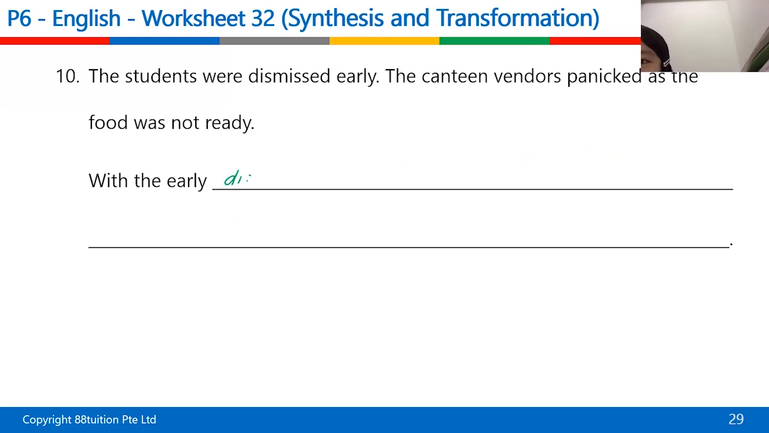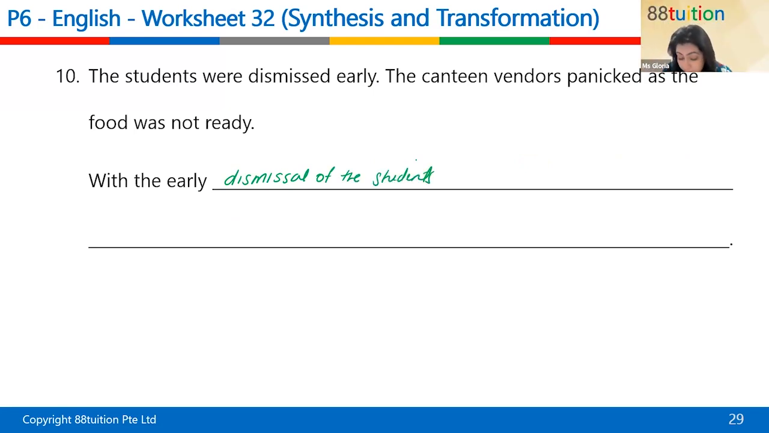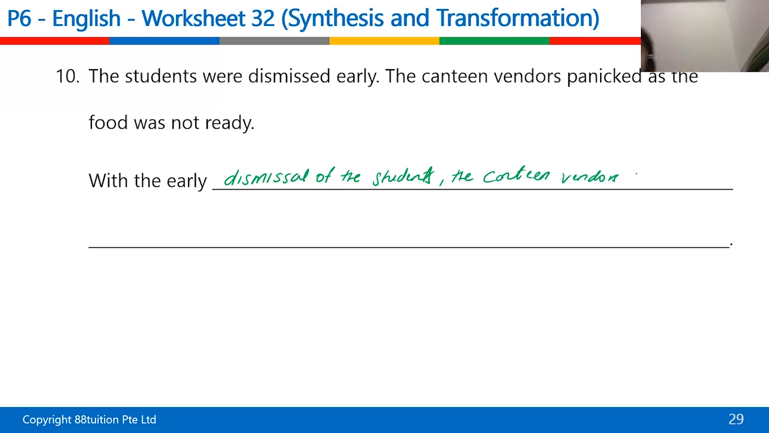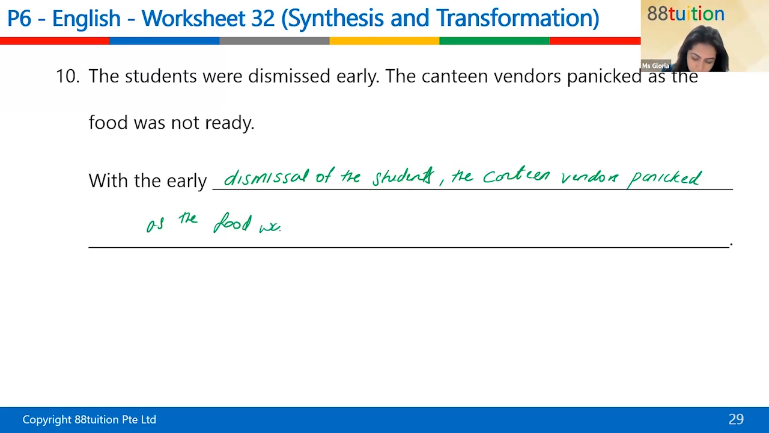With the early dismissal of the students, the canteen vendors panicked as the food was not ready. With the early dismissal of the students, comma, must say the comma, Sini, the canteen vendors panicked as the food was not ready. Javen, 11.